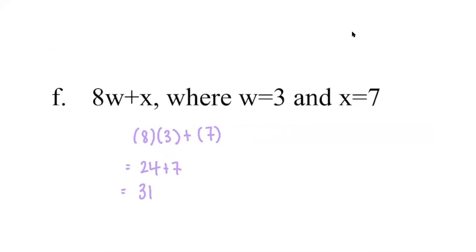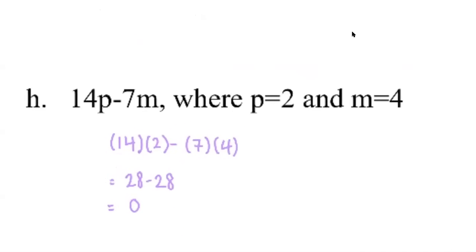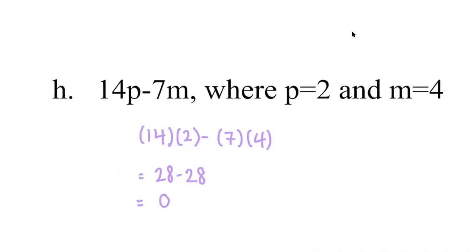Okay, 8w plus x, where w equals 3 and x equals 7. Put in your 3 right here, put in your 7 right here. 8 times 3 plus 7. 8 times 3 is 24, plus 7 is 31. Okay, 6k plus 5j, where k equals 1 and j equals 1. 6 times 1 plus 5 times 1, 6 plus 5, and you get 11. 14p minus 7m, p equals 2, m equals 4, so you have 14 times 2 and 7 times 4, and then you get 28 minus 28, which is 0.